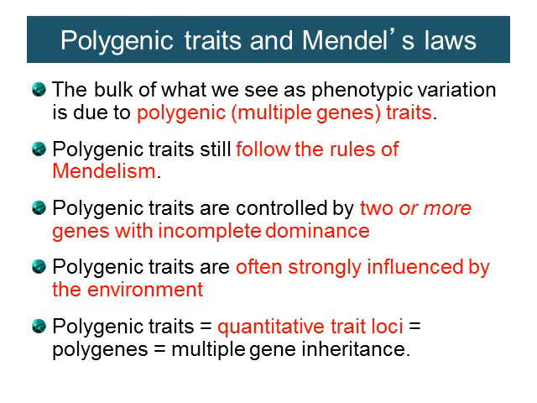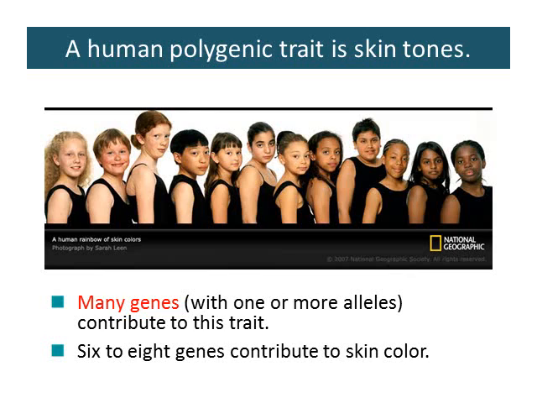Polygenic traits follow the rules of Mendelism, but each one of them is contributing a little bit. So they're controlled by two or more genes with incomplete dominance. Instead of completely dominating, they'll just add a little bit of a different protein to the mix. They're very strongly influenced by the environment, and so multiple gene inheritance. A good example for this is skin tones.